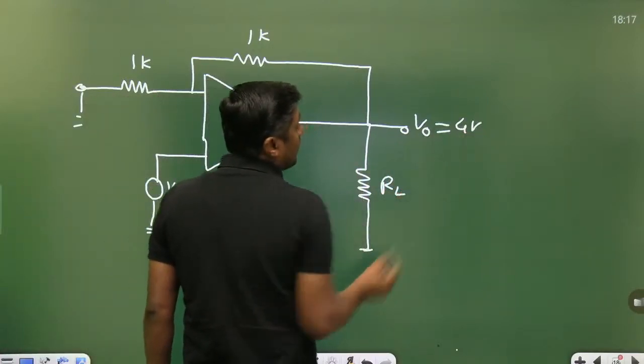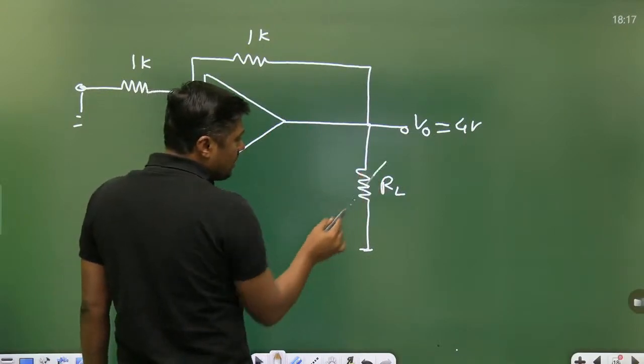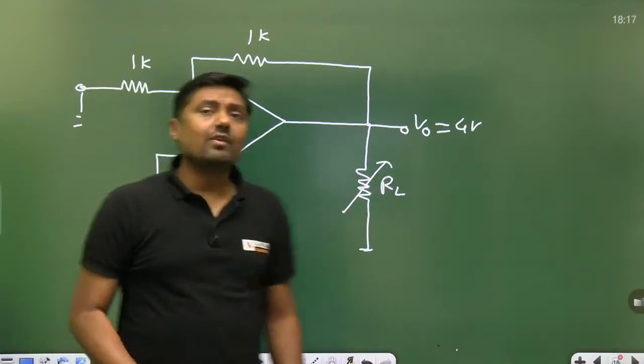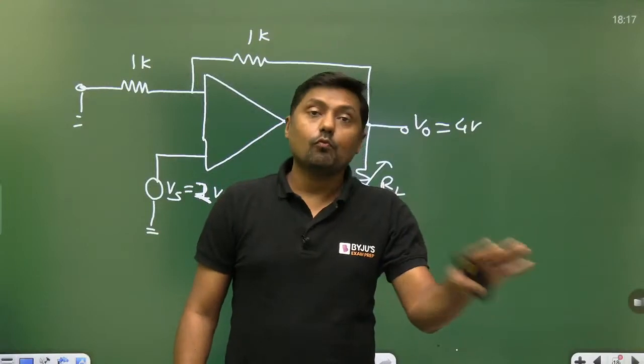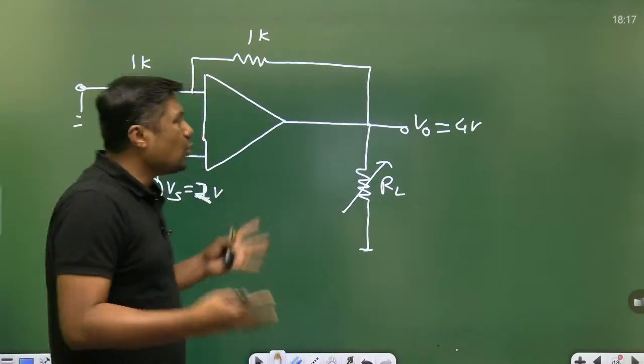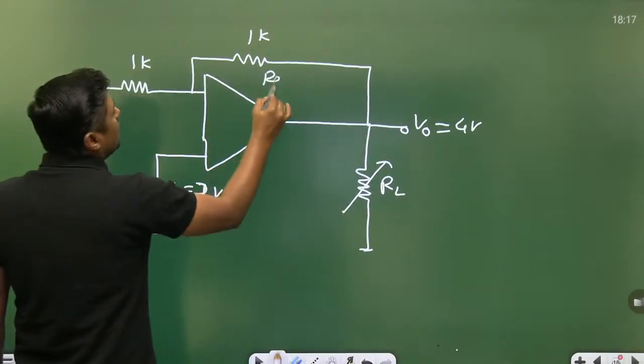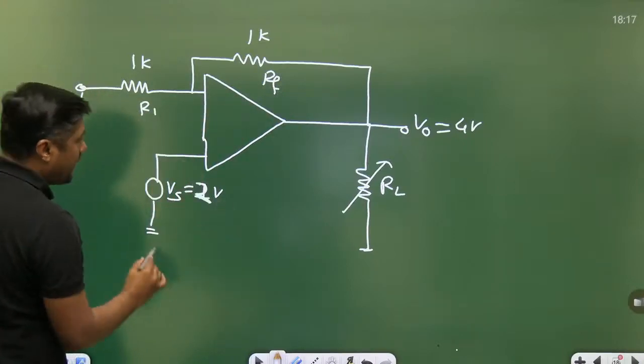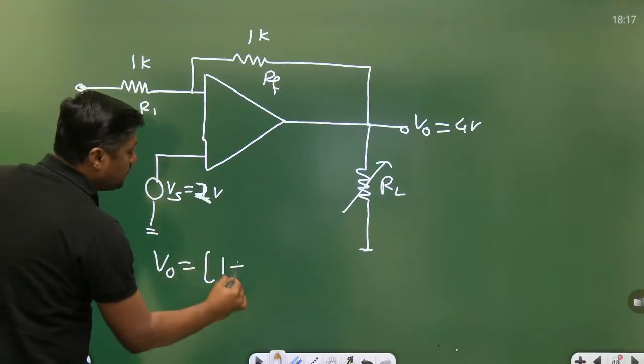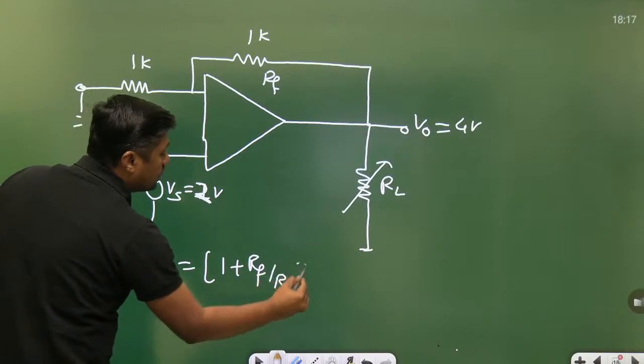Now suppose I am changing the value of RL, the output will remain the same. Voltage will not be affected. There is no loading effect. This is the RF, this is the R1, and the gain is independent of RL. It is 1 plus RF by R1 into Vi.